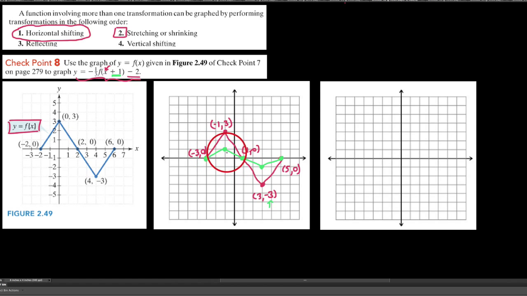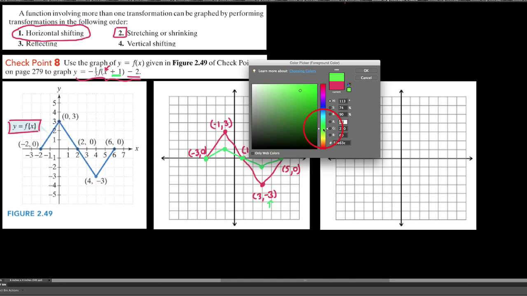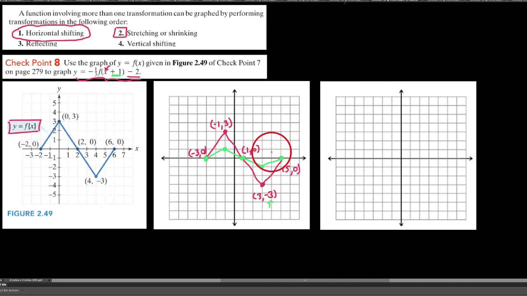So we could see that this is our graph that's been moved left 1 but now been shrunken by a factor of a third. Okay, so what effect is this negative going to have on our graph? Well, we're aware that if we make the y values their opposites, take y values times a negative, what's really going to occur is that we're going to get a reflection over our x-axis. Again, the y values become the opposite of what they currently are.